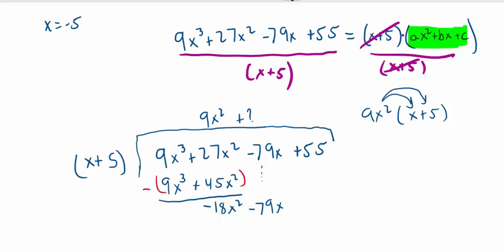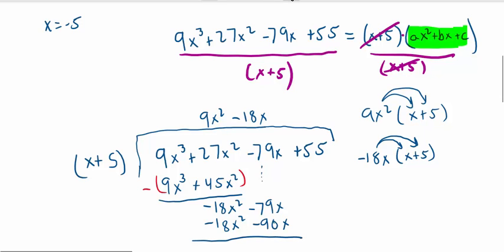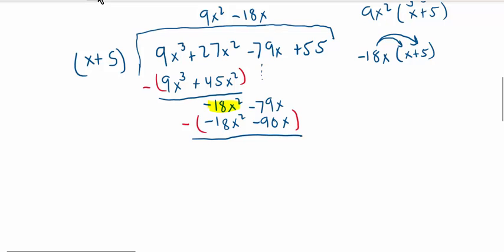What do I put here so that when you multiply it by the factor x plus 5, the first term needs to be -18x squared. So that would be -18x. And when you multiply -18x by the factor x plus 5, you would indeed get the -18x squared. Then -18x times 5 gives you -90x. Once more, the process has us subtracting those two things. -18x squared subtract itself gives you 0. Then you have -79x subtract -90x. That gives you 11x, bringing the 55 down.